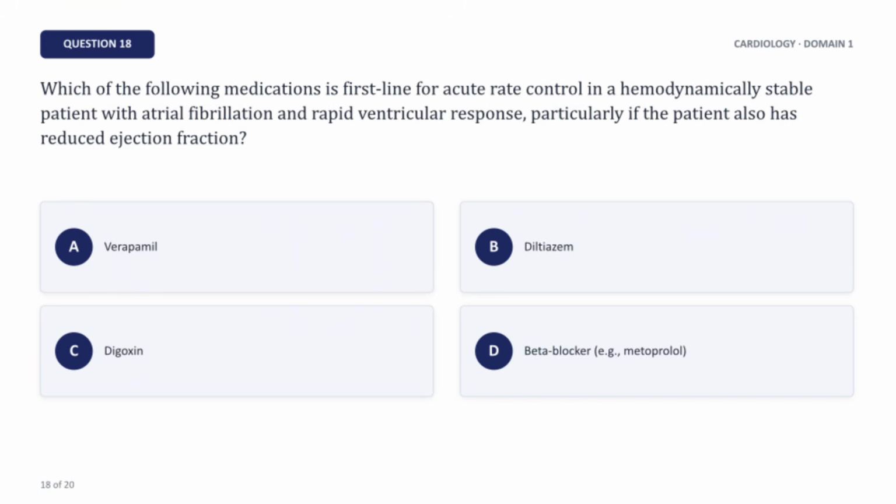Question number 18. Which of the following medications is first line for acute rate control in a hemodynamically stable patient with atrial fibrillation and rapid ventricular response, particularly if the patient also has reduced ejection fraction? Option A, verapamil. Option B, diltiazem. Option C, digoxin. Option D, beta blocker.